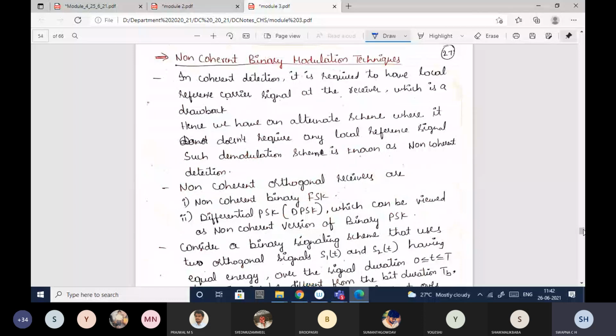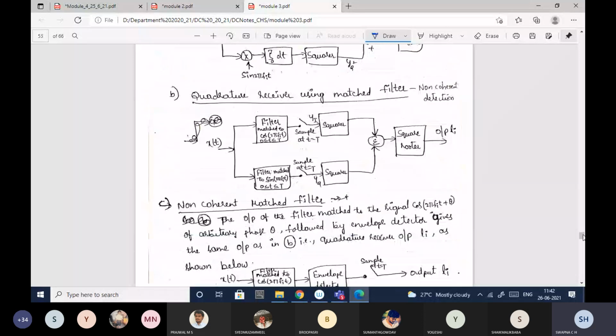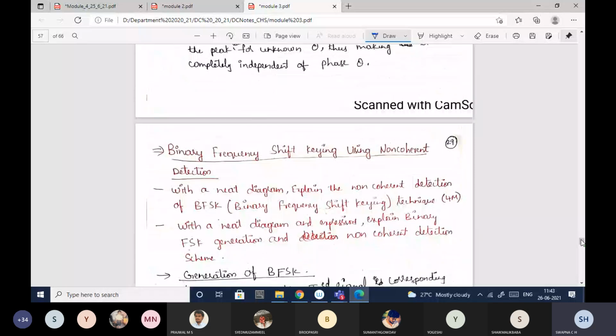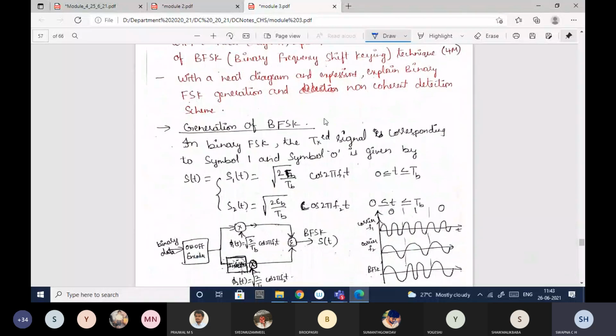Then comes non-coherent binary modulation techniques. In this, until here it is just the introduction, and from here your generation of BFSK starts. Generation of BFSK, here it is non-coherent detection.